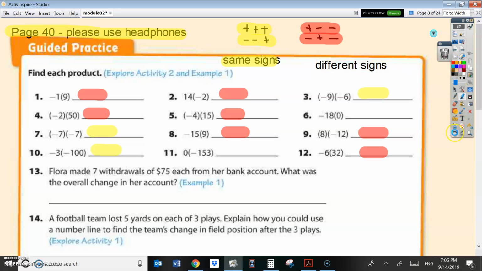Oops. Different signs, oh, come on. Different signs, negative.